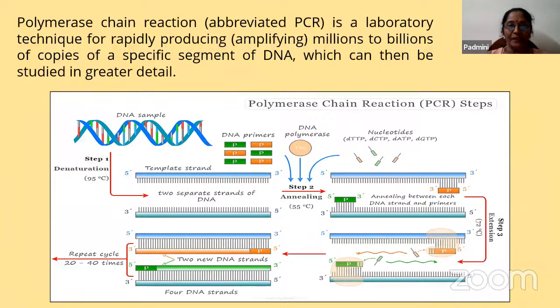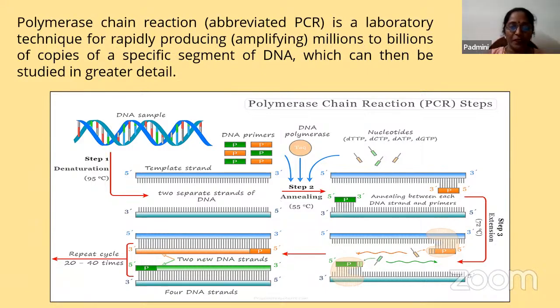So what exactly is polymerase chain reaction, which is also abbreviated as PCR? We have heard a lot about this PCR technique during COVID also, because we wanted to know whether a person was affected with COVID, what type of virus it is, and all those things. So it's a laboratory technique for rapidly producing or amplifying millions and millions of copies of a specific segment of the DNA. So if this is one specific segment of the DNA, you're going to amplify it into n number of copies, as much as you want, which can then be studied in greater detail.